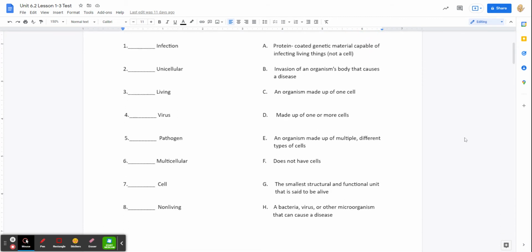All right, so this first part is matching. Please make sure that you put the letter of the one that you select on the line. So let's say if you think number 1 is A, make sure you put A on the line. Okay? So I'm going to go ahead and read through the definition, and then I will read you the terms. All right, so A, protein-coated genetic material capable of infecting living things, and this thing is not a cell. Is it infection, unicellular, living, virus, pathogen, multicellular, cell, or non-living?